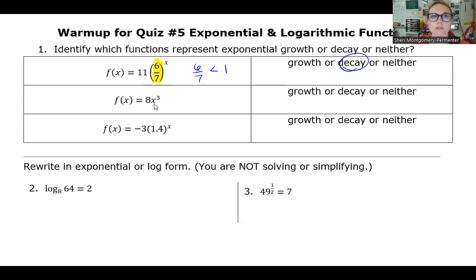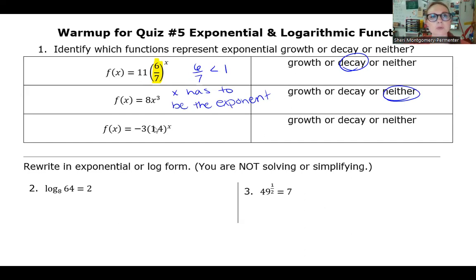For this one, what number holds up x? Does any number hold x up? No. By definition, an exponential has to be with x in the exponent. So this is neither. It's not an exponential. X has to be in the exponent.